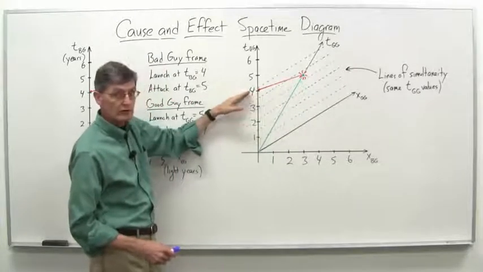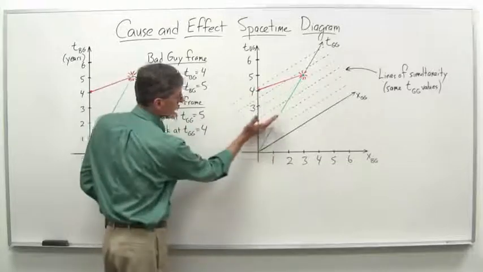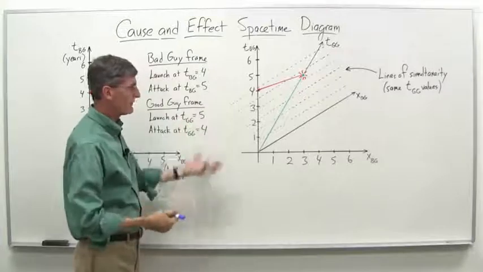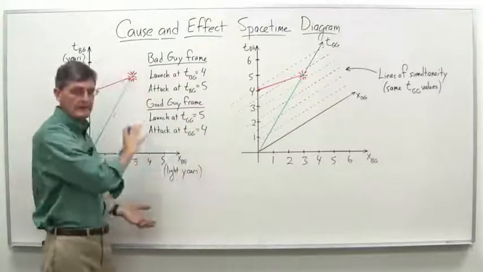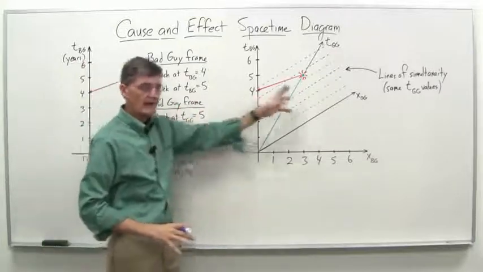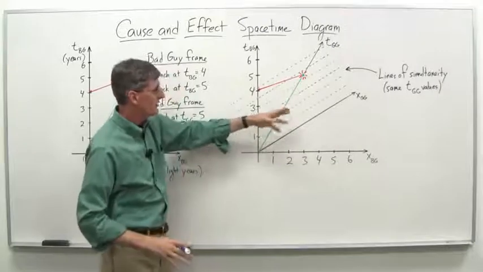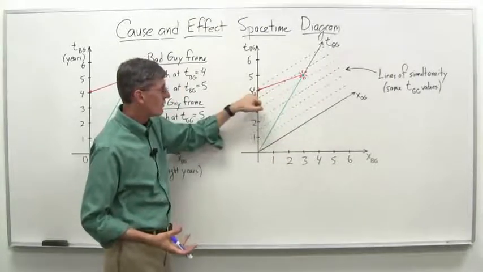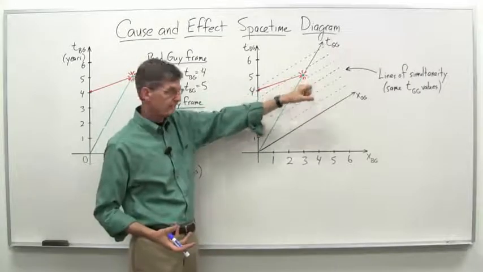But look where the launch occurs. It's 1, 2, 3, 4, 5, and almost 6 there. So clearly from the diagram, without even doing any calculations, as long as we get our axes drawn correctly, we can see that in the good guy's frame of reference, the launch occurs after the attack.